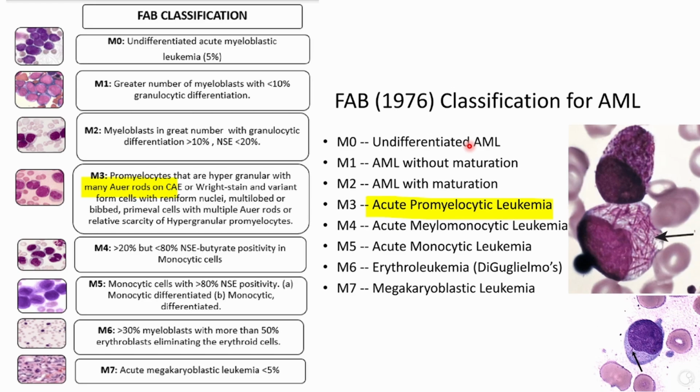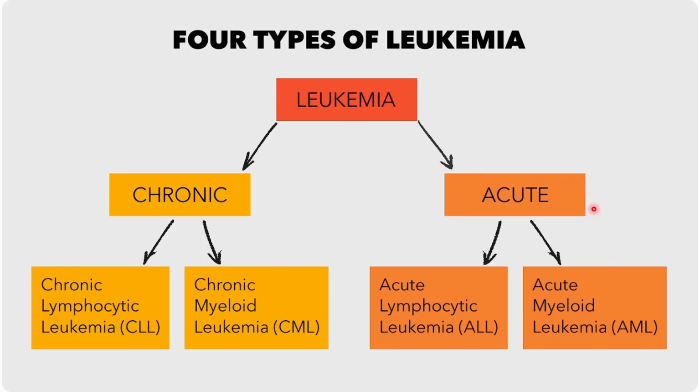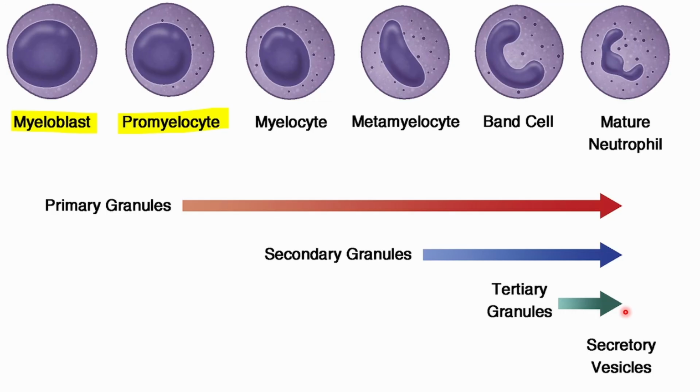So in acute myeloid leukemia, everything is coming from multipotent stem cells, from there the myeloid cells, from there the neutrophils. Leukemia means two types, acute and chronic. In acute we have acute myeloid leukemia and acute lymphocytic. We will not talk about all this because the Auer rods are found in AML, acute myeloid leukemia.